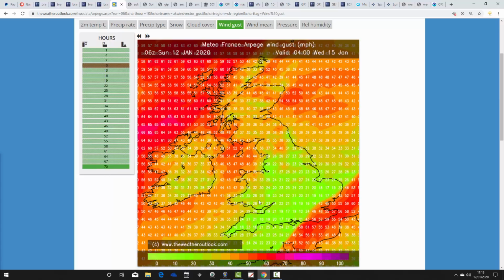By the time we get through to Wednesday, things are then beginning to calm down, although still very windy up in the north with gale or severe gale force winds likely up in the north. So it's going to be a rough 48 hours to come. We're going to have a real battering through the course of Monday and Tuesday.